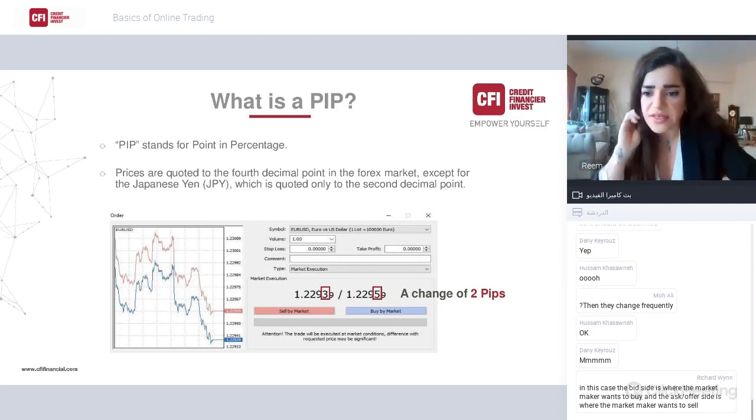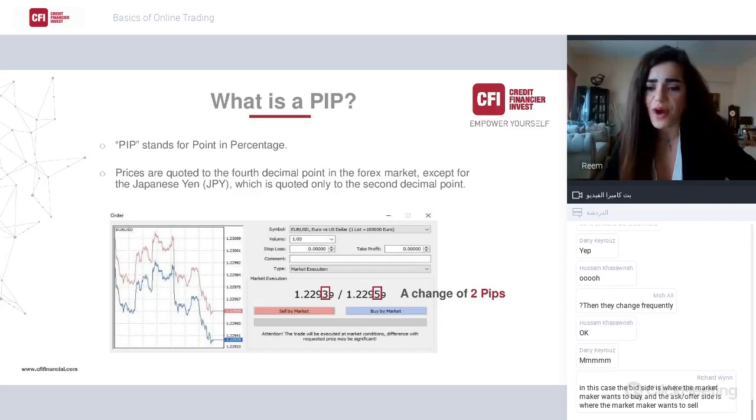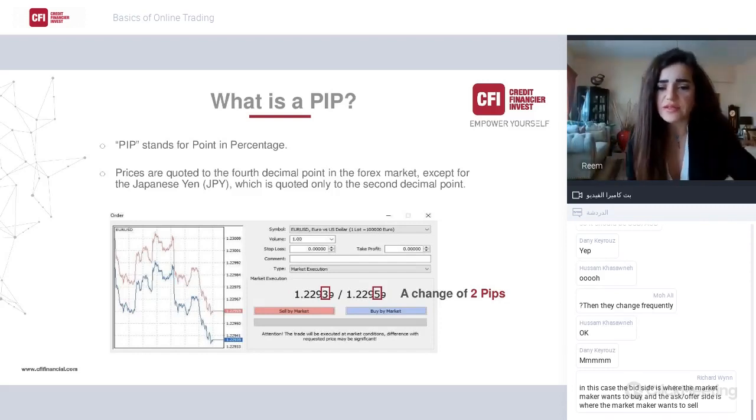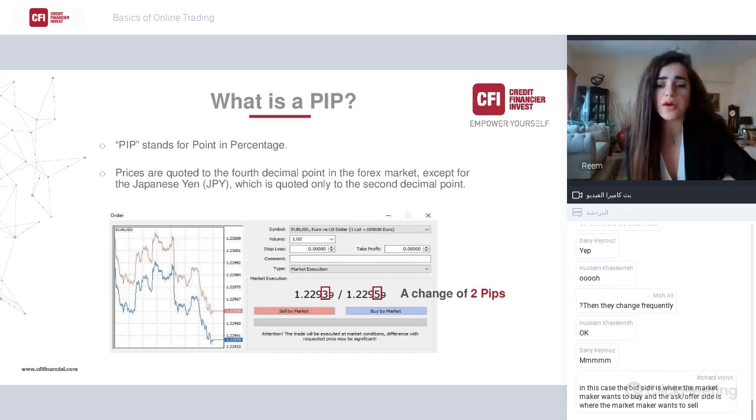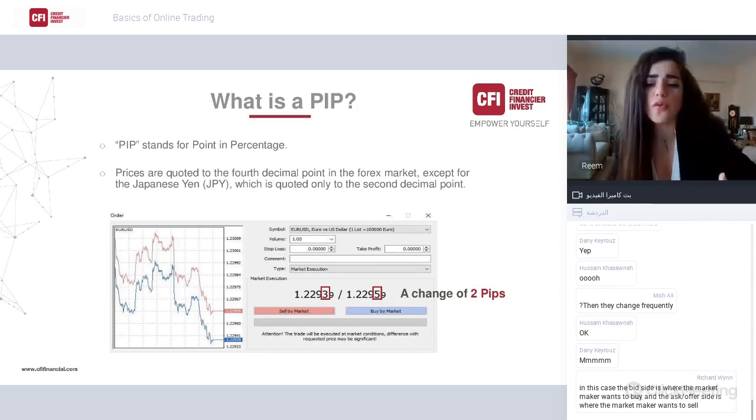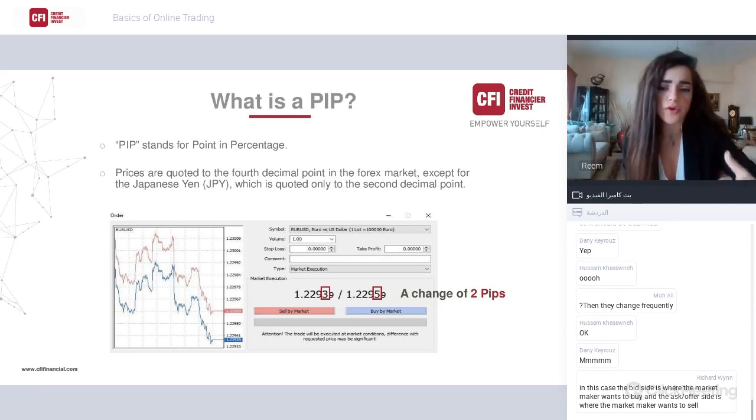In this case, the bid side is where the market wants to buy, and the ask price is where the market wants to sell. Exactly, this is what we were saying, Richard. Thank you for the clarification. So basically, he's talking about where to buy, at the ask or offer price, and where to sell. The spread is the difference between those two prices, the ask and the bid. The pip value is the fourth number after the decimal point.